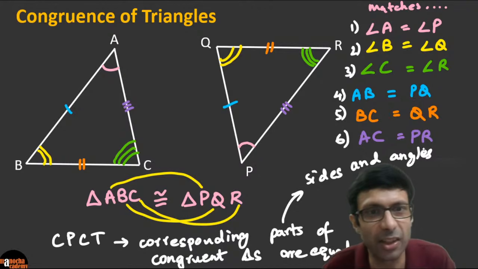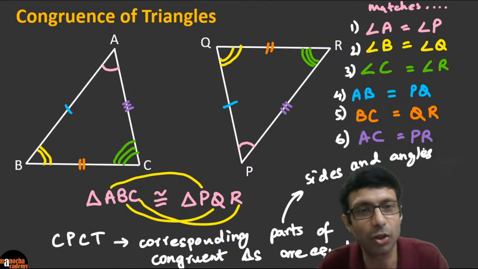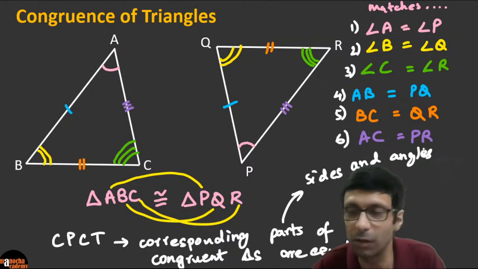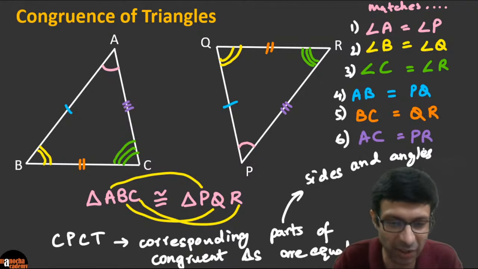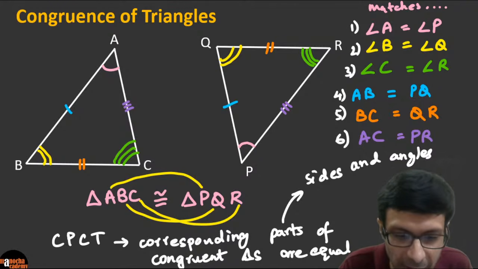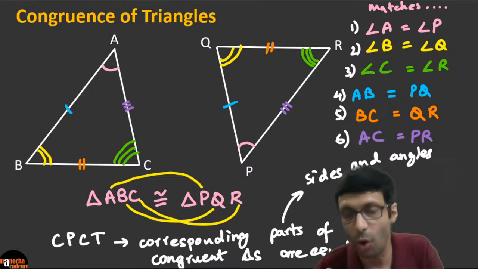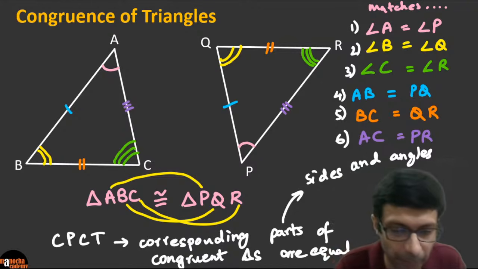Is it clear? Excellent. Whatever is given in your book, usually they say corresponding parts of congruent triangles, and the parts are the 3 sides and the 3 angles. Superb, guys. So when the triangles are congruent, all the 6 elements, we call them elements or parts, are equal.